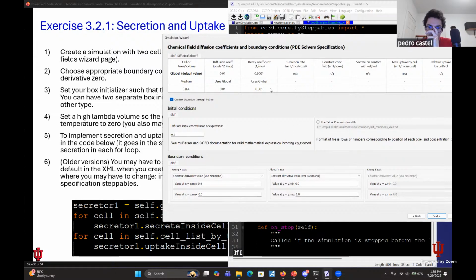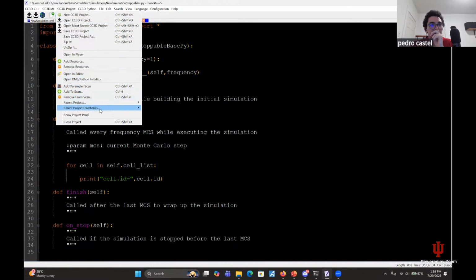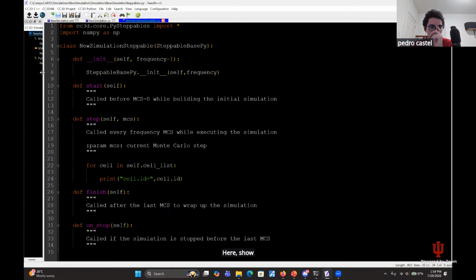If I want to have decay happening only on the cells with uptake, I'm going to set decay coefficients to 0 here on global and on cell A and on cell B too. And the next, and finish. Here, show project panel. There we go.